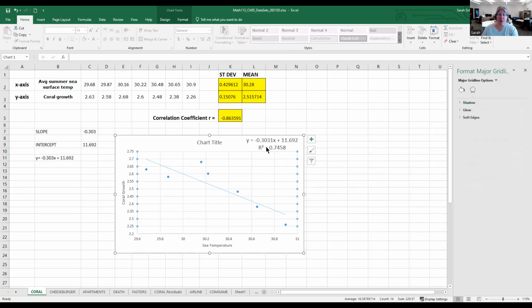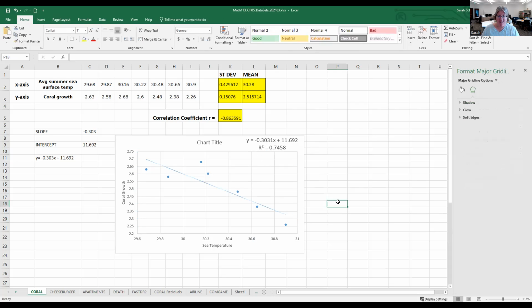All right, so they have the equation is negative 0.3031, which matches ours, where they just have one more decimal place, plus 11.692. So that's exactly what we got when we calculated this. So these two are the same. And then the next part of the note says the coefficient of determination is R squared. So that's the 0.7458. So go ahead and write that down. And then the last question we'll answer together in the next video.